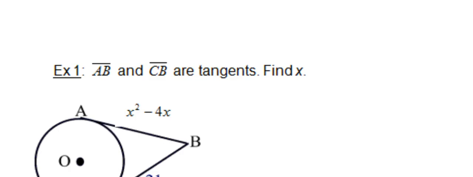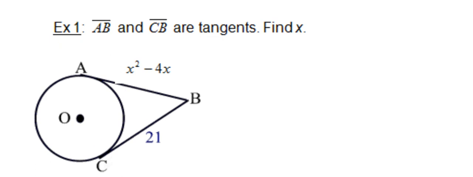So the first one, they give us these tangents, and they're asking us to find x. So what we've got here is two tangent segments that are both drawn to the circle from the same external point. And you need to remember that theorem on the previous page that says anytime you have two tangents drawn to a circle from the same external point, they're always going to be congruent to each other. So the one on top, which measures x squared minus 4x, is going to be equal in length to the one on the bottom. I'm going to set them equal, and now I've got a quadratic equation to solve.